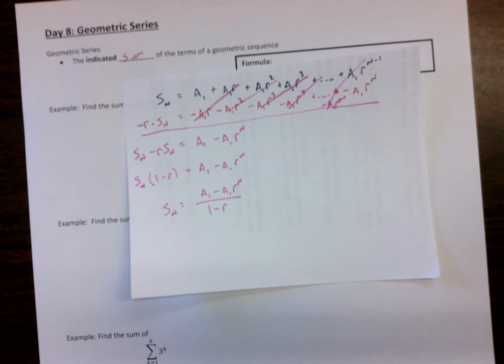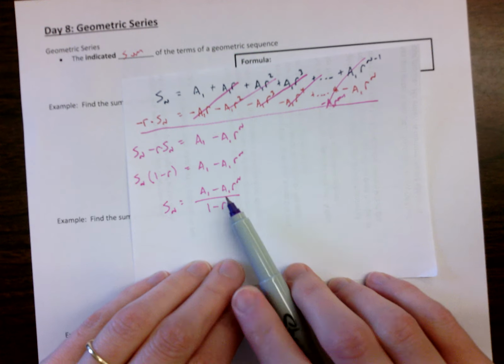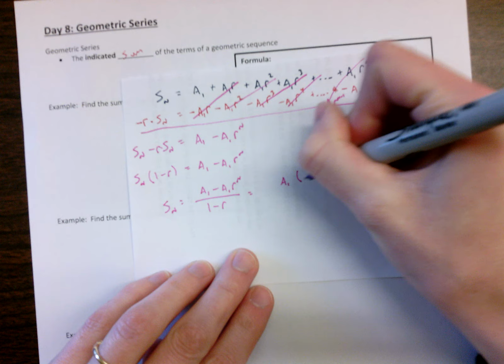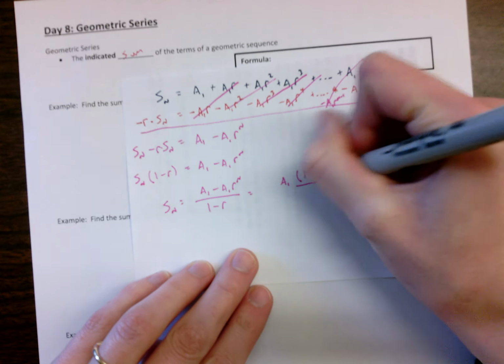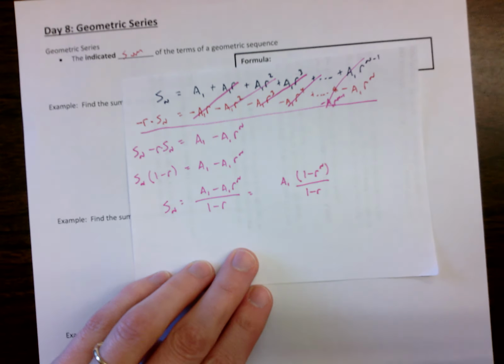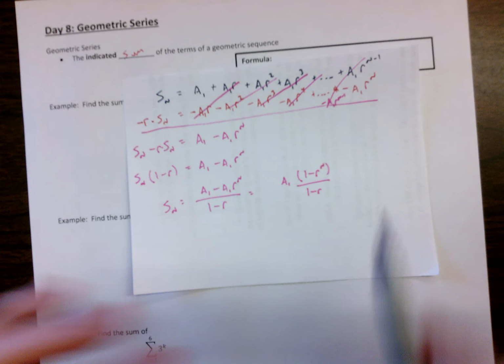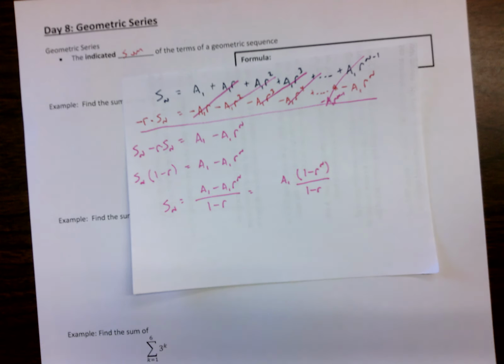Now, one thing some people do is notice that in the top part there's a common factor of a sub 1. So some people will factor that out and make it a sub 1 times 1 minus r to the n, over 1 minus r, and write it that way. So you'd also see it that way sometimes. It's the same rule. It's just a matter of whichever way you like better. Personally, I prefer this one, but either way is a perfectly valid rule.